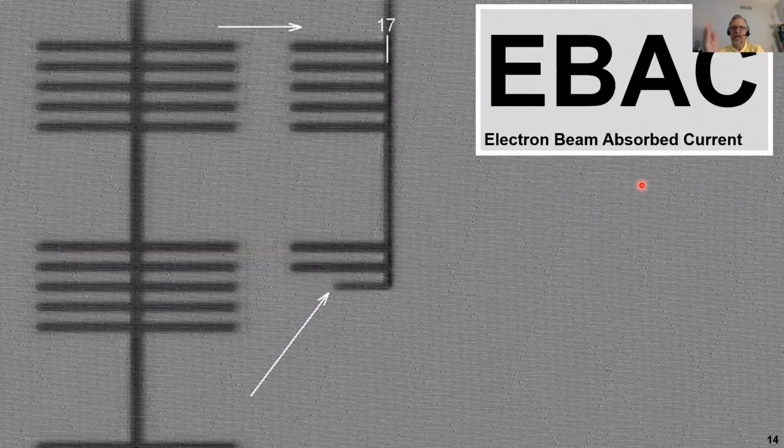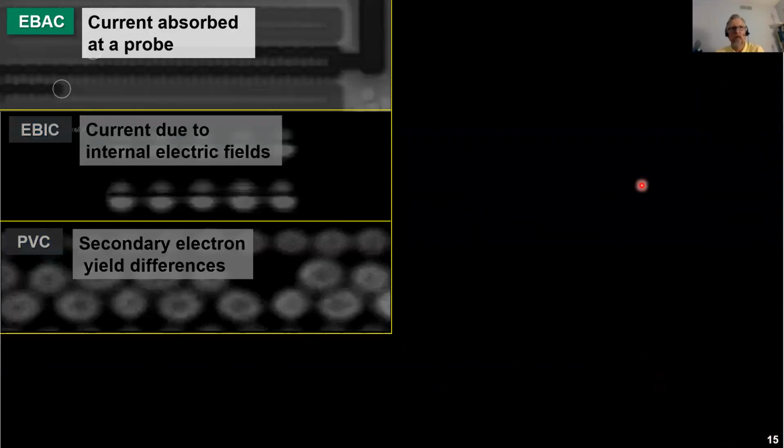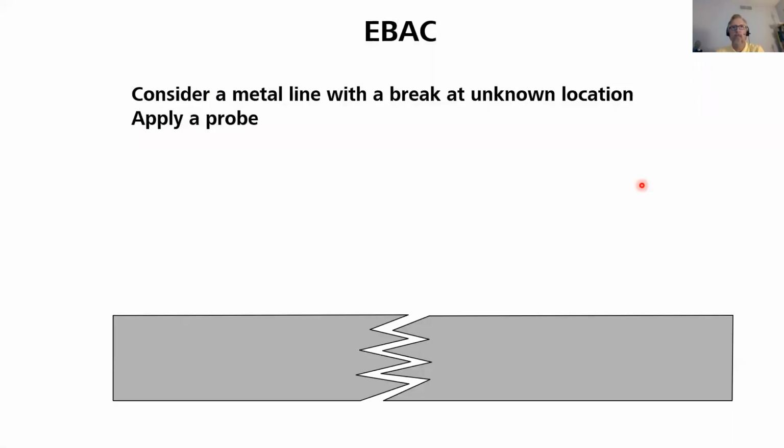Our first technique is EBAC, electron beam absorbed current. This is, again, defined as current absorbed at a probe. Consider you have a metal line with a break at an unknown location in its center. We'll apply a probe, which is essentially a needle attached to an op-amp amplifier.